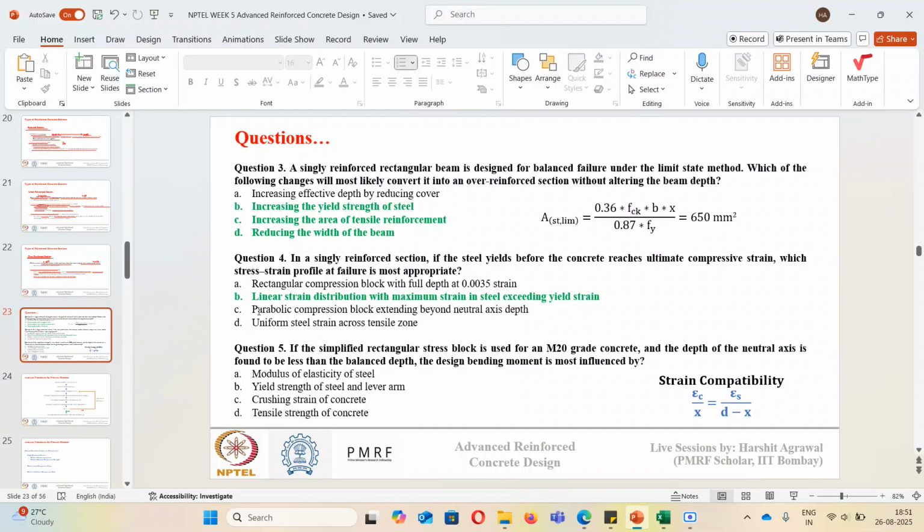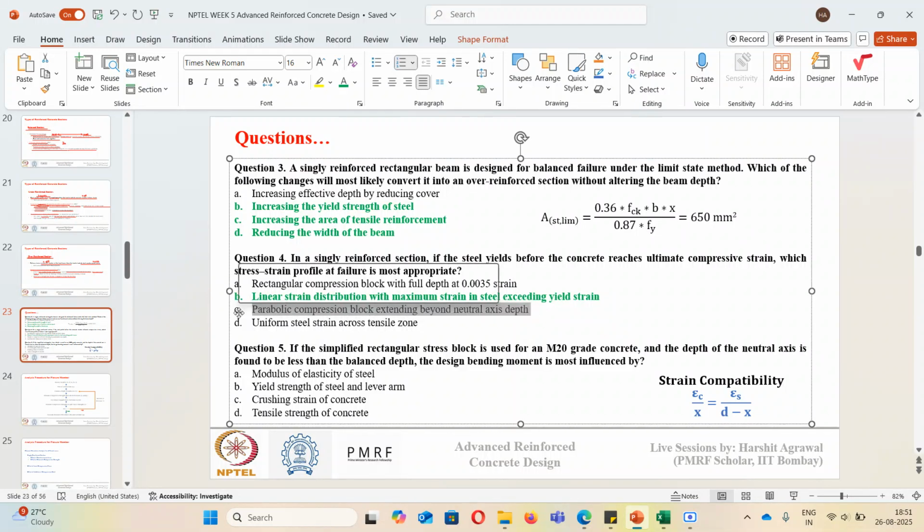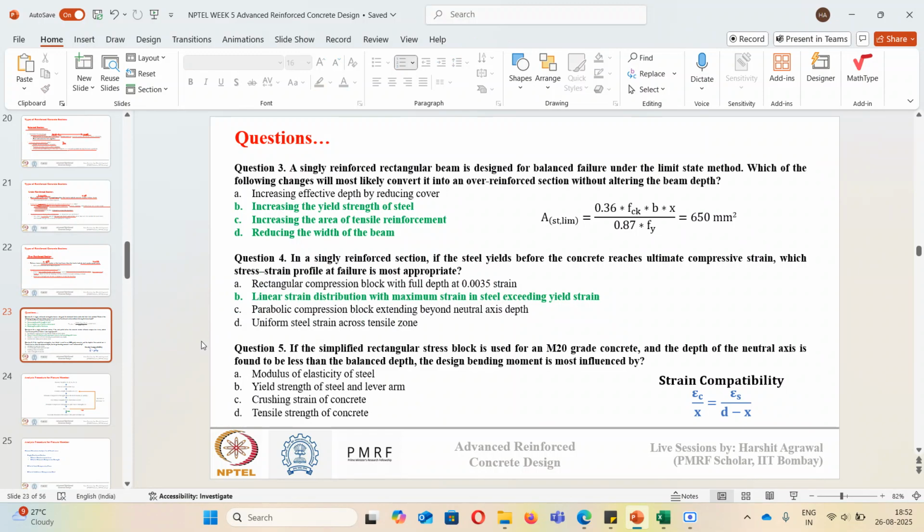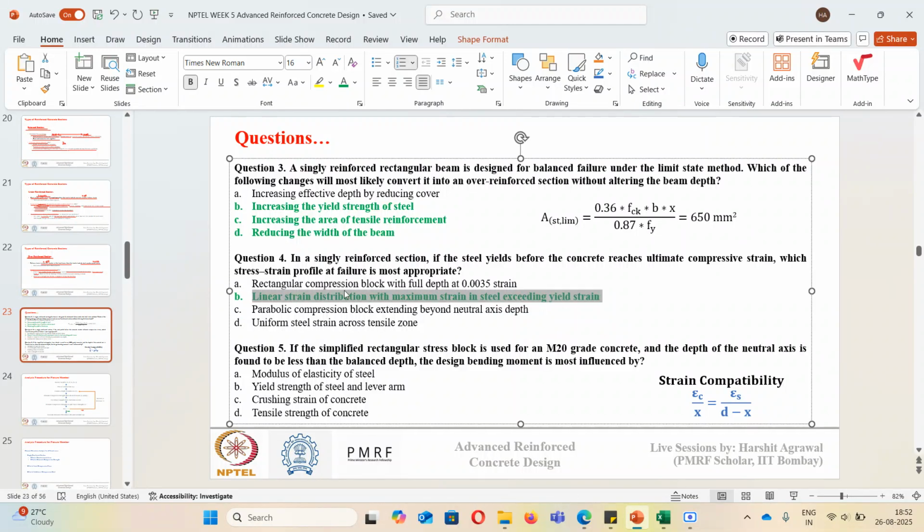Okay. Parabolic compression block extending beyond neutral axis, this is never possible. Uniform stress strain across tensile zone is also not possible. Okay. So in the tensile zone, there is only one depth at which the steel is provided where the stress is offered by the steel. It is not uniformly offered below the neutral axis. Okay, so there can be only one correct option. The C and D options are never true. In no condition are they true.